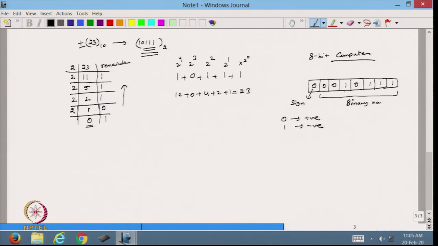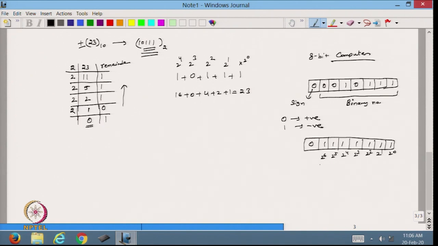Suppose I have an 8 bit computer and I want to check what is the maximum number we can save. In this case the maximum number that can be saved is when all values are 1. So, 1 1 1 1 1 1 1. It is the seven 1s, and here is the sign. Suppose I take 0, the positive sign. In this case the maximum number is 2 raised to power 6, 2 raised to power 5, 4, 3, 2, 1, 0.